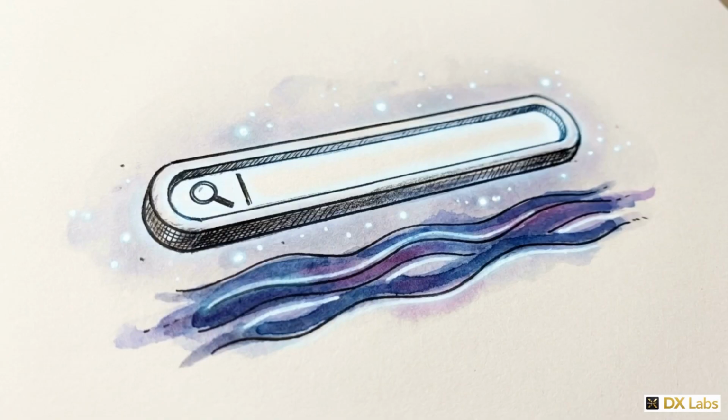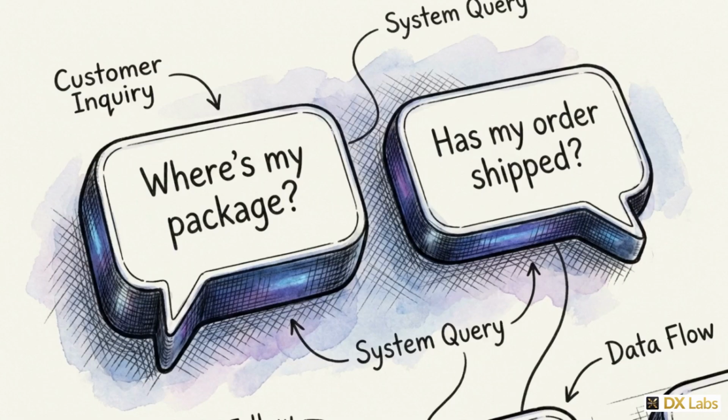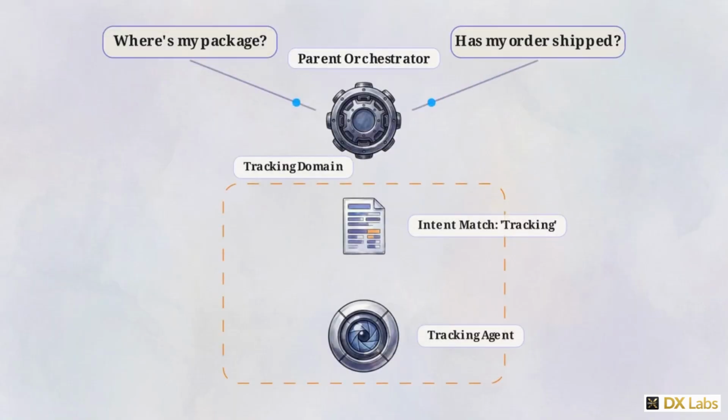Natural language matching evaluates the context of a prompt. If a user asks, "Where's my package?" or "Has my order shipped?" the system recognizes the shared intent and correctly routes both variations to the same tracking child agent.